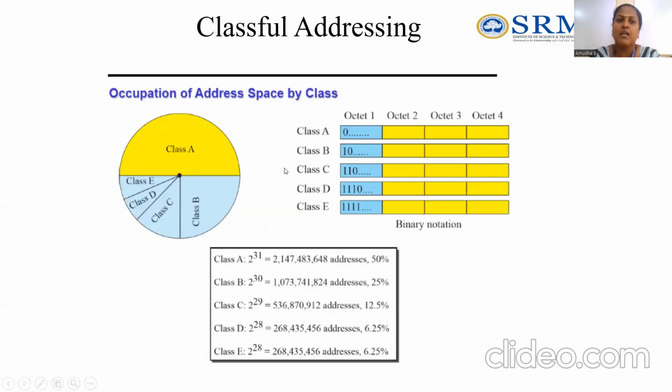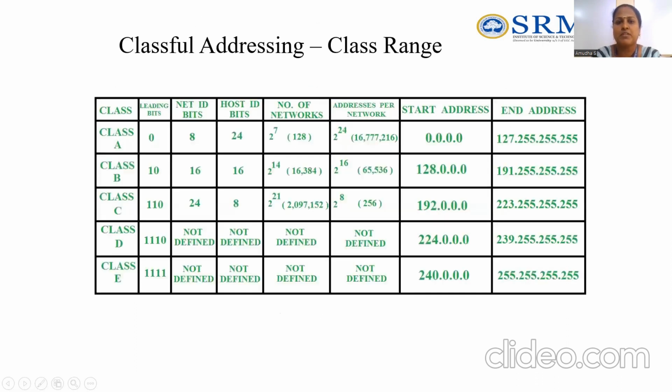So this diagram represents how the address space is occupied by different classes of addresses. Class A occupies 50% of the address space. Class B occupies 25% of the overall address space. Class C occupies 2 power 29, which is 12.5% of the overall space, where class D and class E each occupy 6.25%.